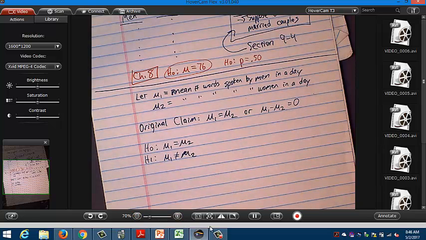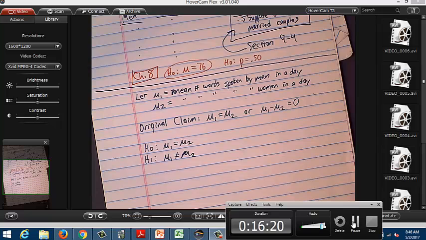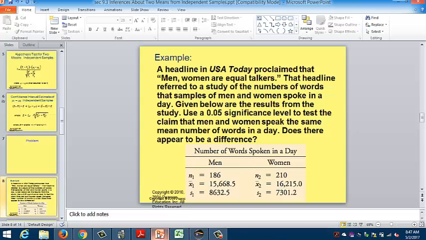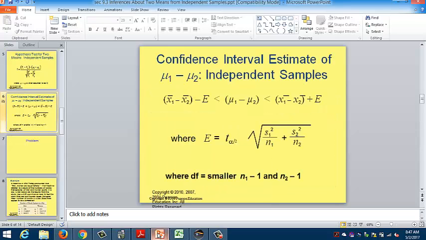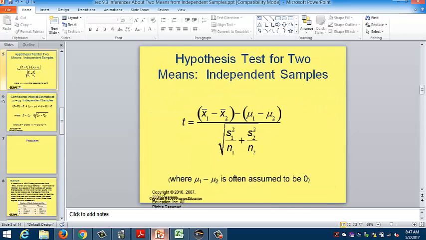I have to pause. Let's go back to the problem. Right? And so after we have the claims, what's always the next step? What should I be doing next? The test statistic, right? So guys, what's the long way to do it? The long way to do it is to take each one of those pieces of data, and let me go back a couple slides, and put it in here. That's the test statistic.